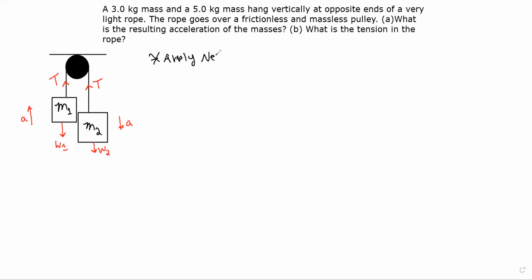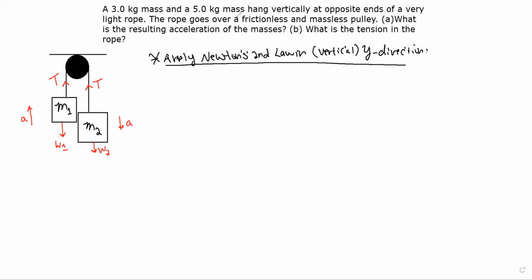Apply Newton's second law in the vertical or y direction to M1. So we're going to do both masses separately. So add together all forces in the vertical direction equals M1 acceleration in the vertical direction.